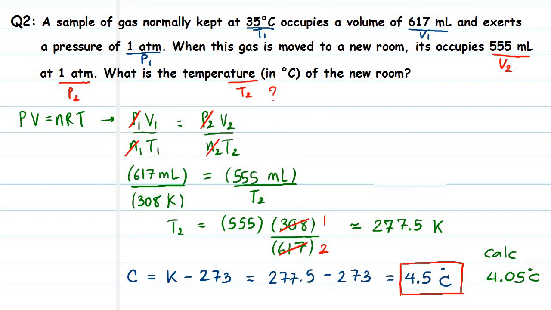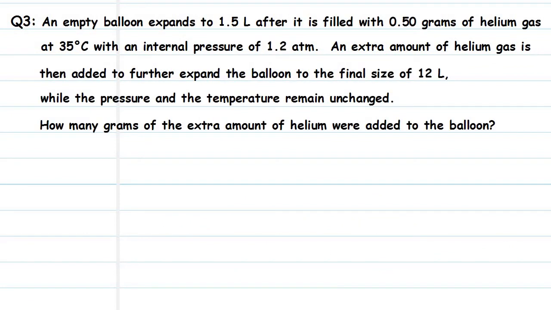Alright, let's take a look at another example then. For this one, an empty balloon expands to 1.5 liter after it is filled with 0.5 gram of helium gas at 35 Celsius and pressure of 1.2 atm. An extra amount of helium gas is then added to further expand the balloon to the final size of 12 liter. Pressure and temperature remain unchanged. So, how many grams of the extra amount of helium were added to the balloon?